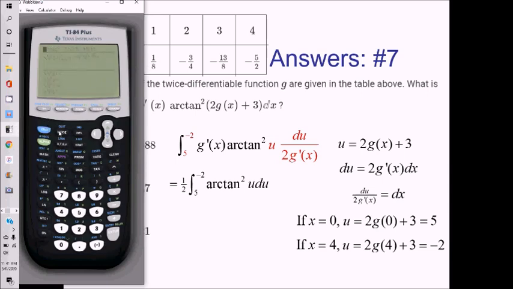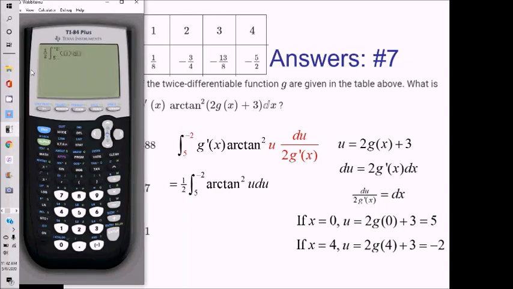Let me quit out, and now let me do math 9 to get my integral function. And let's see here. I want to put a 1/2 in front of that too. So let me insert a 1/2 before I get too far into this. Fancy fraction time. There we go. And let me see. Integral from 5 to negative 2.